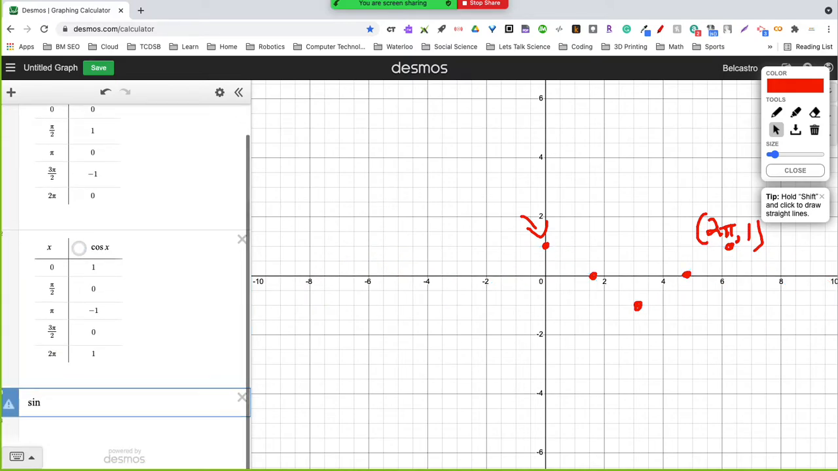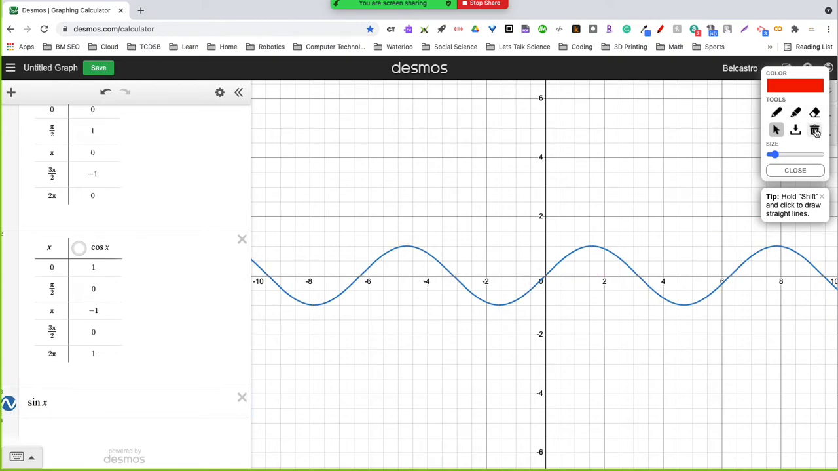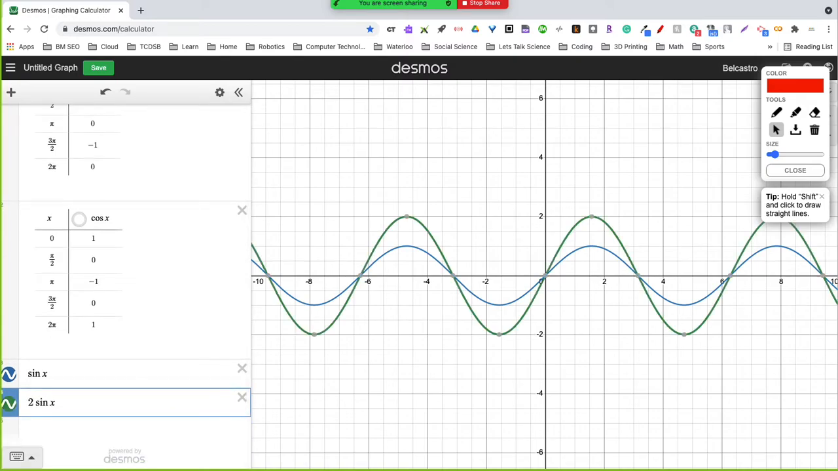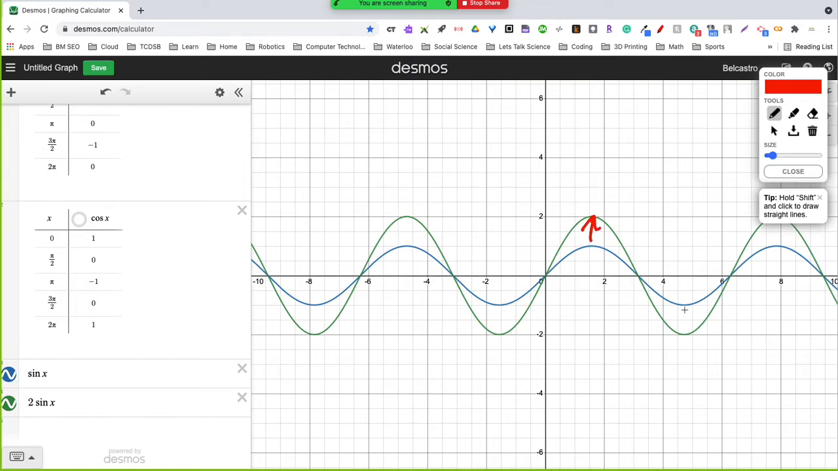If I do sine x, that was our original function we had. I'll get rid of these things here. With sine x, I can transform it. So I'm going to give now 2 sine x. What I want you to notice is that this was pulled upwards and pulled downwards. Notice the zero values are exactly the same. Nothing has happened to these zero values, but the peak and the trough, the max and the min points, have become more extreme.